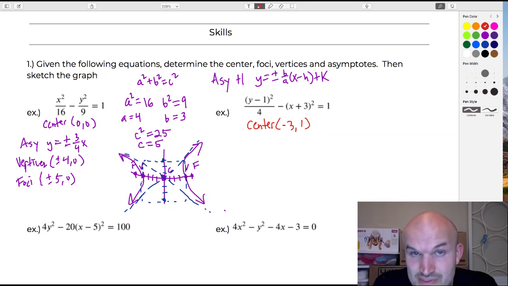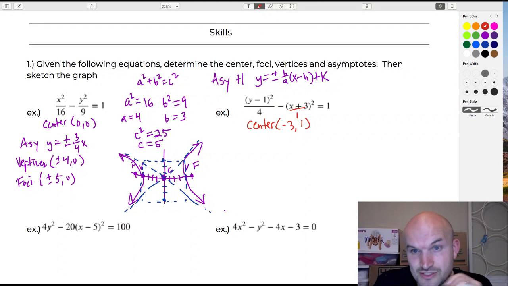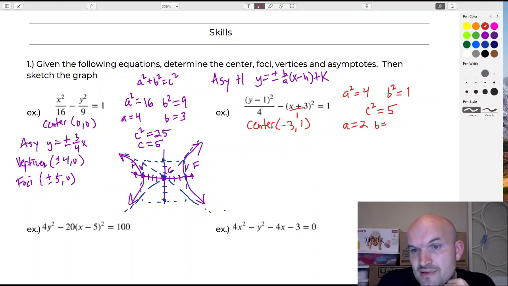Now the next thing I want to do is identify my a squared and my b squared. So again, since my a squared is first, this positive a squared minus the b squared. So in this case, I'm going to have a squared is equal to 4, b squared is equal to 1, and c squared is going to be a squared plus b squared, which would be 5. So let's write these out. A would be 2, b is 1, and c is equal to the square root of 5.